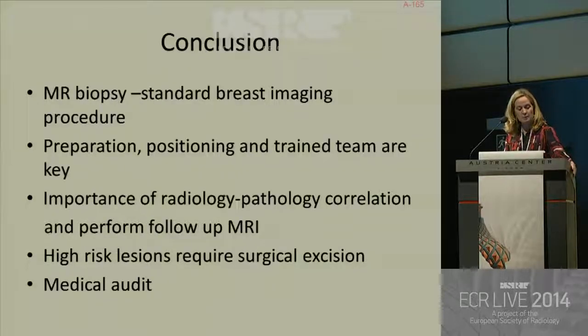So in conclusion, MR biopsy is now a standard breast imaging procedure. Preparation, positioning and a trained team are key. It's so important to make sure you've got radiology-pathology correlation and to perform a follow-up MR in benign concordant biopsies. And high-risk lesions at present still require surgical excision. And if you are performing MR-guided biopsy, it's important to audit your practice.